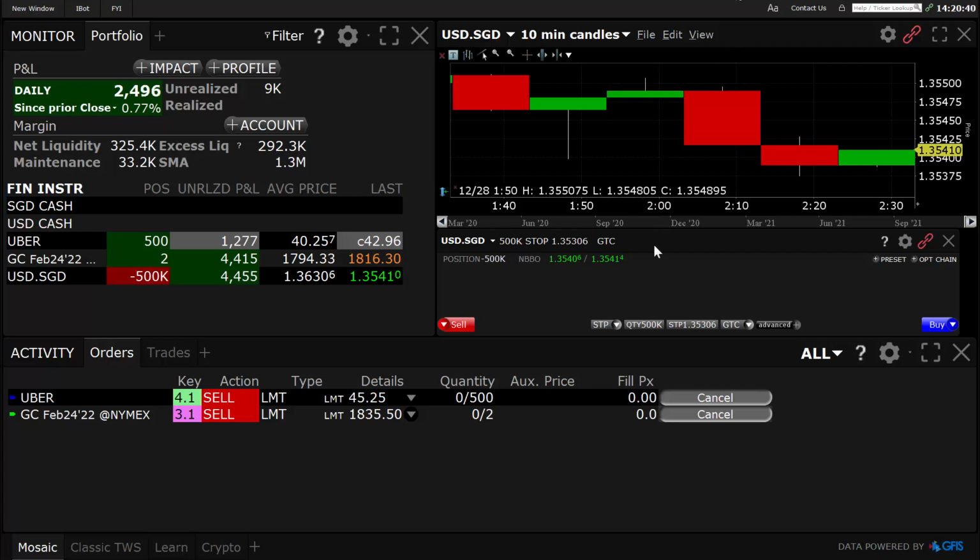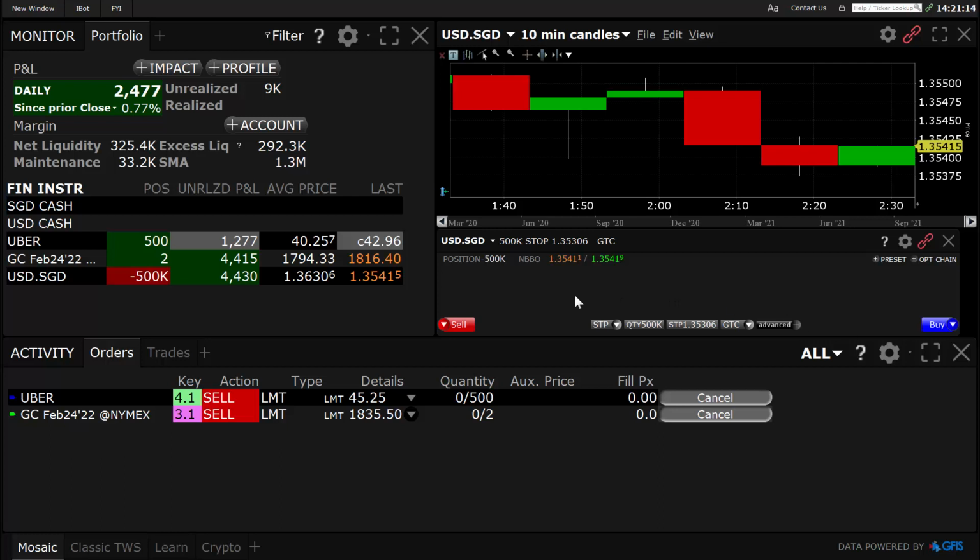It is Tuesday, December 28th, 2021, and my US dollar position is getting close to the exit. I want to get out at 1.35306 for 1,000 ticks. It's at 1.35412 now. It did just go down to 1.35375, so it came 69 ticks away from the exit so far.